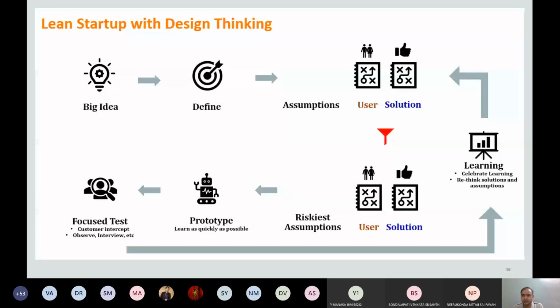You're going to bring that, and if your results are good, you're going to celebrate the learning. If not, you have to think about the solutions and assumptions again and again. You have to refine the solution you got, and again you have to rethink.